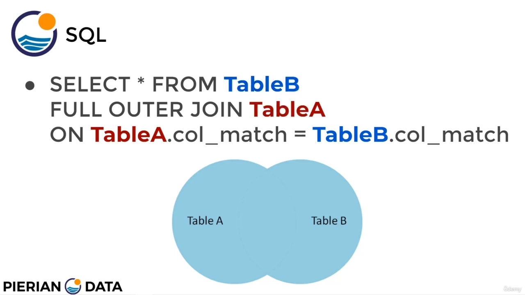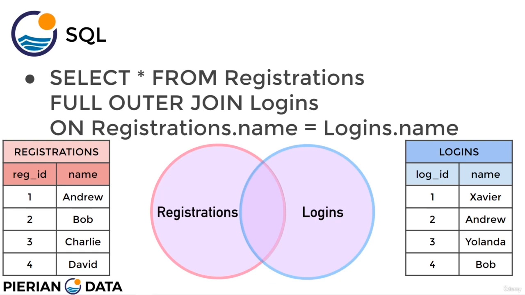Notice that it doesn't really matter again if table B and table A order is switched here, because this is completely symmetrical. So because this Venn diagram is symmetrical, you can switch the table order because you're going to grab everything anyways. So let's take a look at this. The actual syntax here would be select all the columns from registrations, perform a full outer join on logins on registrations.name equal to logins.name. So let's actually see how SQL thinks about this in the background.